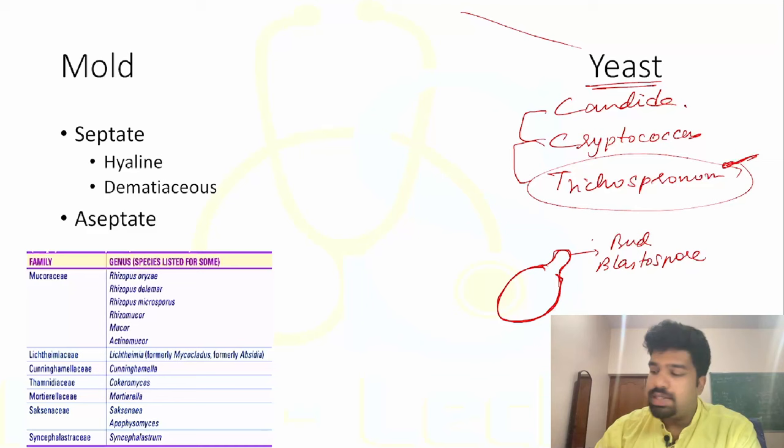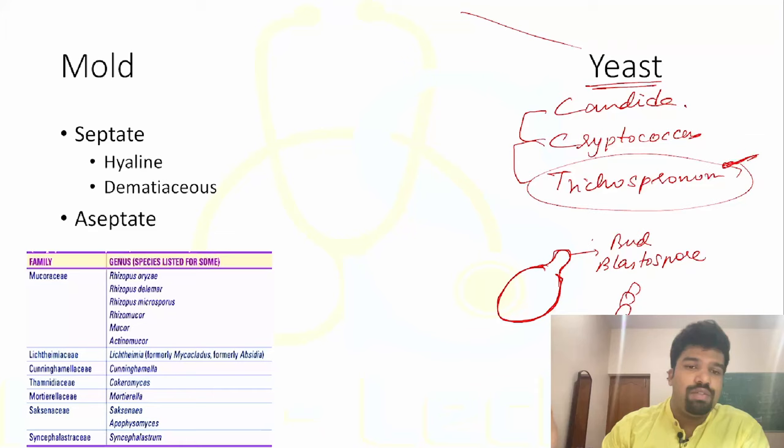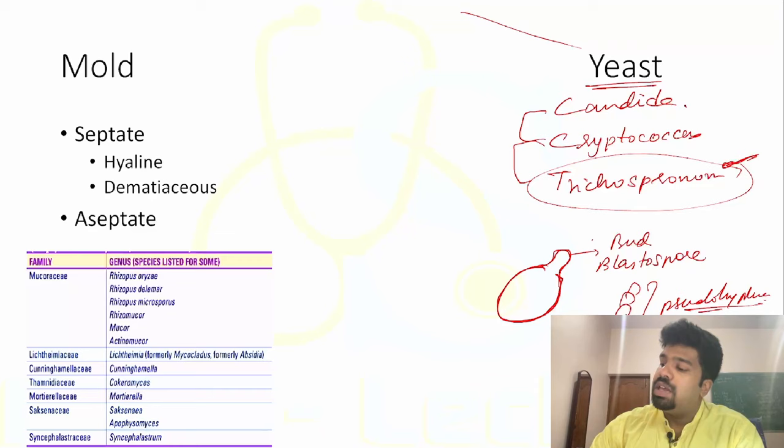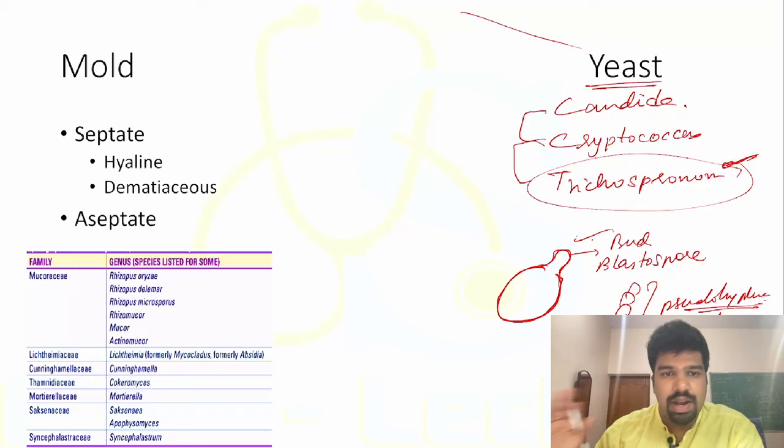When you have a series of buds on the single cell, they appear like a small long chain, like a mycelium. Hence that is called a hyphae, but it's actually not a hyphae. So they called it pseudohyphae. This is a pseudohyphae if they form a chain like that with connections. Pseudohyphae can be present in Candida. Normal hyphae also can be present in Candida. Pseudohyphae is a very specific thing for Candida at this level.